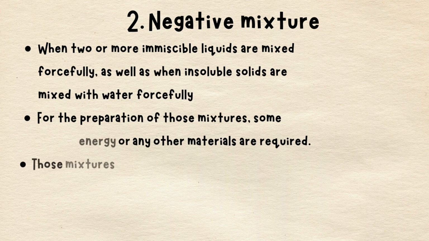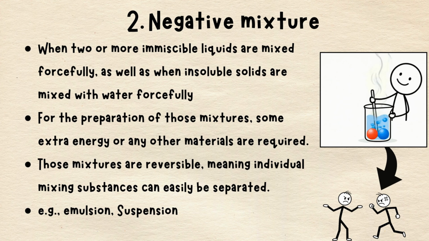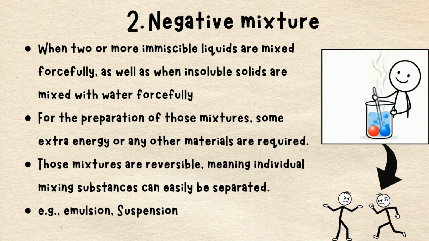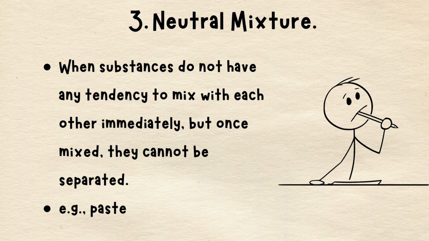Next one is negative mixture. When 2 or more immiscible liquids are mixed forcefully, as well as when insoluble solids are mixed with water forcefully. For the preparation of those mixtures, some extra energy or other materials are required. Those mixtures are reversible, meaning individual mixing substances can easily be separated. Some examples are emulsion, suspension. Next one is neutral mixture. When substances do not have any tendency to mix with each other immediately, but once mixed, they cannot be separated. One big example is paste.